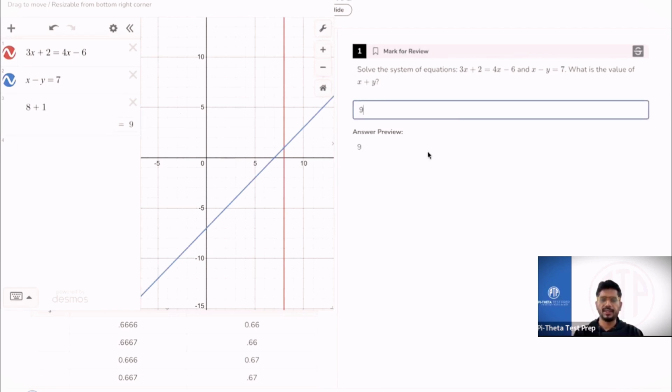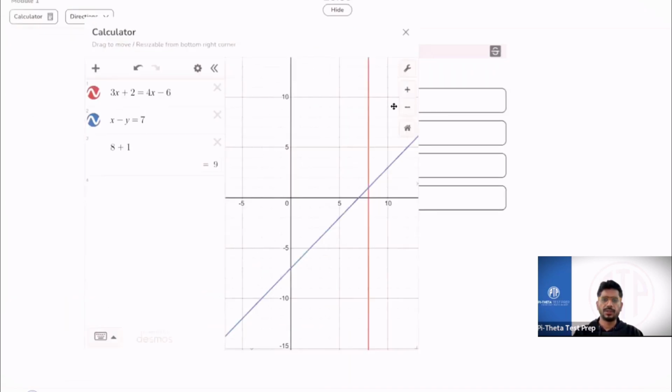So whenever you see a simultaneous equation or system of equations question, you just have to use Desmos. Put the first equation on the first tab, the second equation on the second tab, see the point of intersection, and read the last line to solve the question. All right, I'm going to the next question now. This is one of the most important tricks.